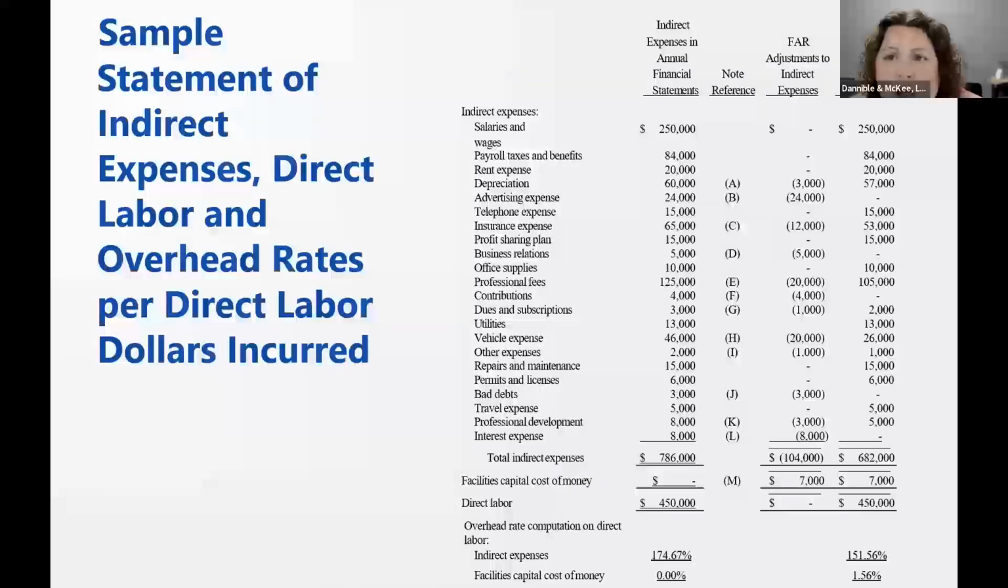So you can see in the first column, all of your indirect expenses, which are going to tie directly to your financial statements. And then you are going to see your direct labor. And then to the column to the right, these FAR adjustments. And we're going to talk about what some of these FAR adjustments are. Coming down to your final column on the right, which is your FAR overall expenses, you create your FAR overhead rate.